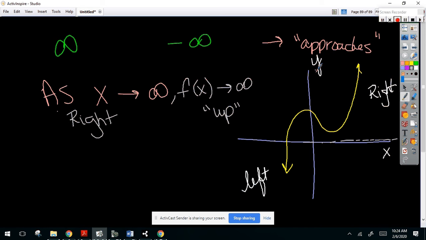How could you describe the other side using this new notation? As x goes to negative infinity, f of x goes to negative infinity. That's exactly right. It says the left side of the graph goes down. Yes. The right side of the graph goes up. Exactly.